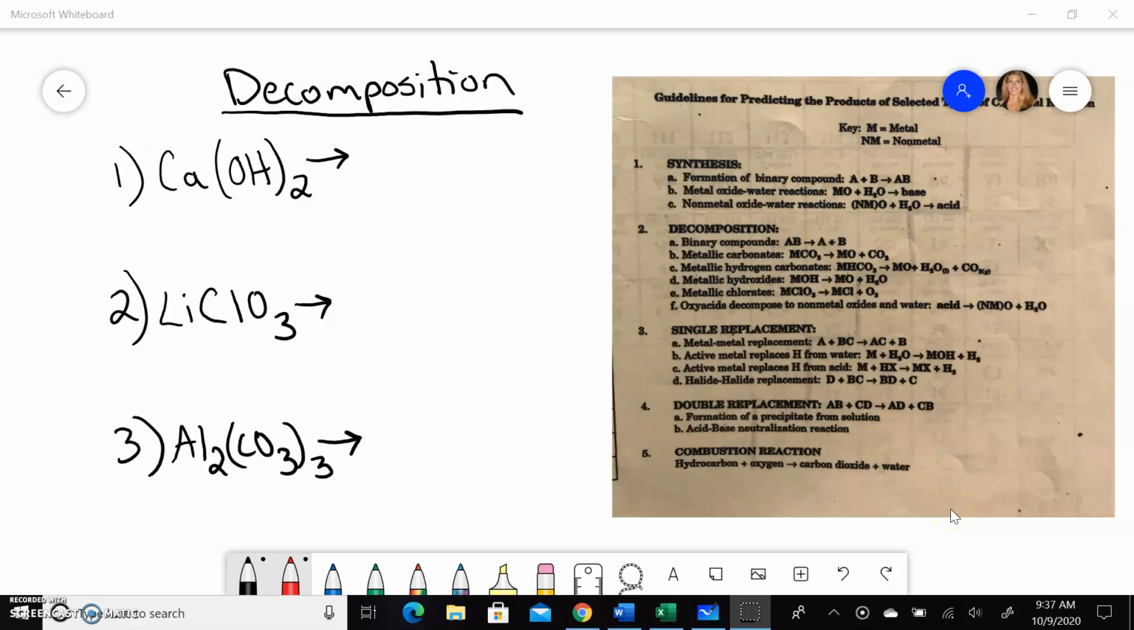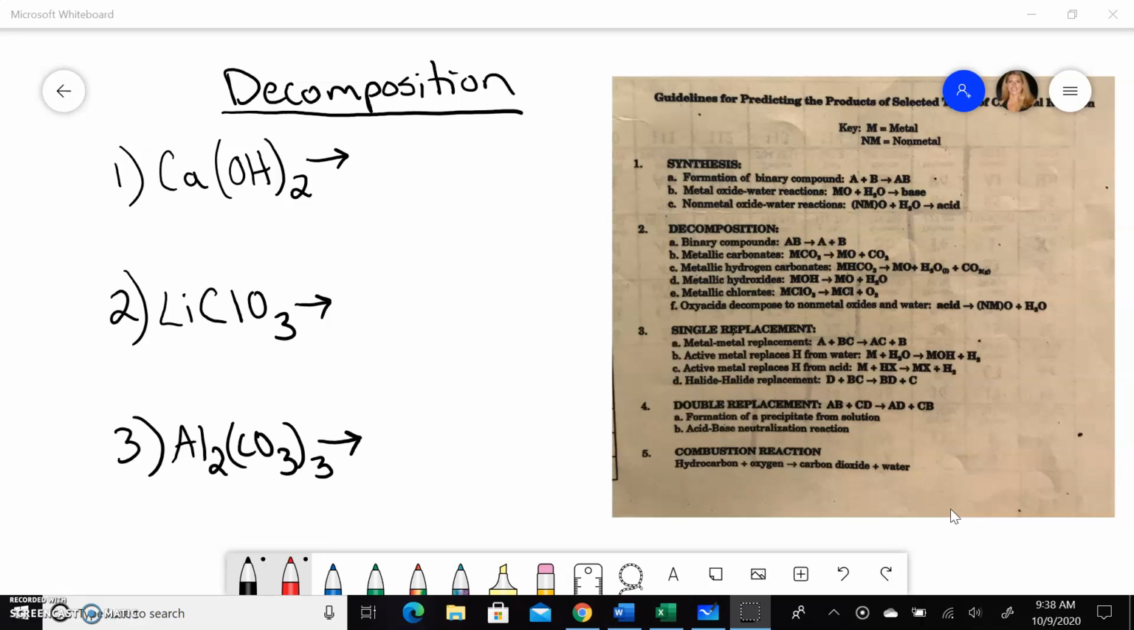This video is going to show you how to do some of the more complex decomposition reactions if you have to predict the product. So the first thing you want to notice is that all three of these are decomposition reactions because notice there's no plus sign on the left of the arrow. So you're not mixing anything together, you're not adding anything together, you just have one compound, so the only thing you can do is break it apart.